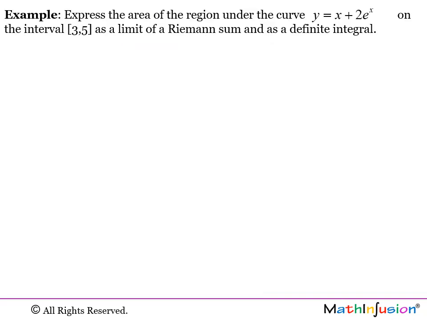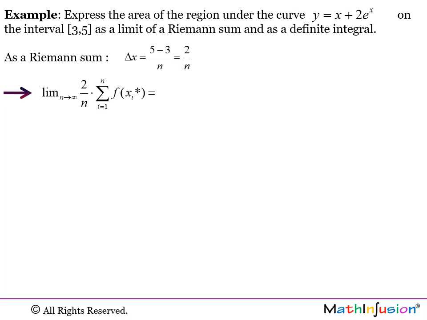Example. Express the area under the curve y equals x plus 2e to the x on the interval 3, 5 as a Riemann sum and as a definite integral. As a Riemann sum, first of all we have to find delta x, which is the difference between b and a over n, and we get 5 minus 3 over n, which equals 2 over n. And here is the setup.